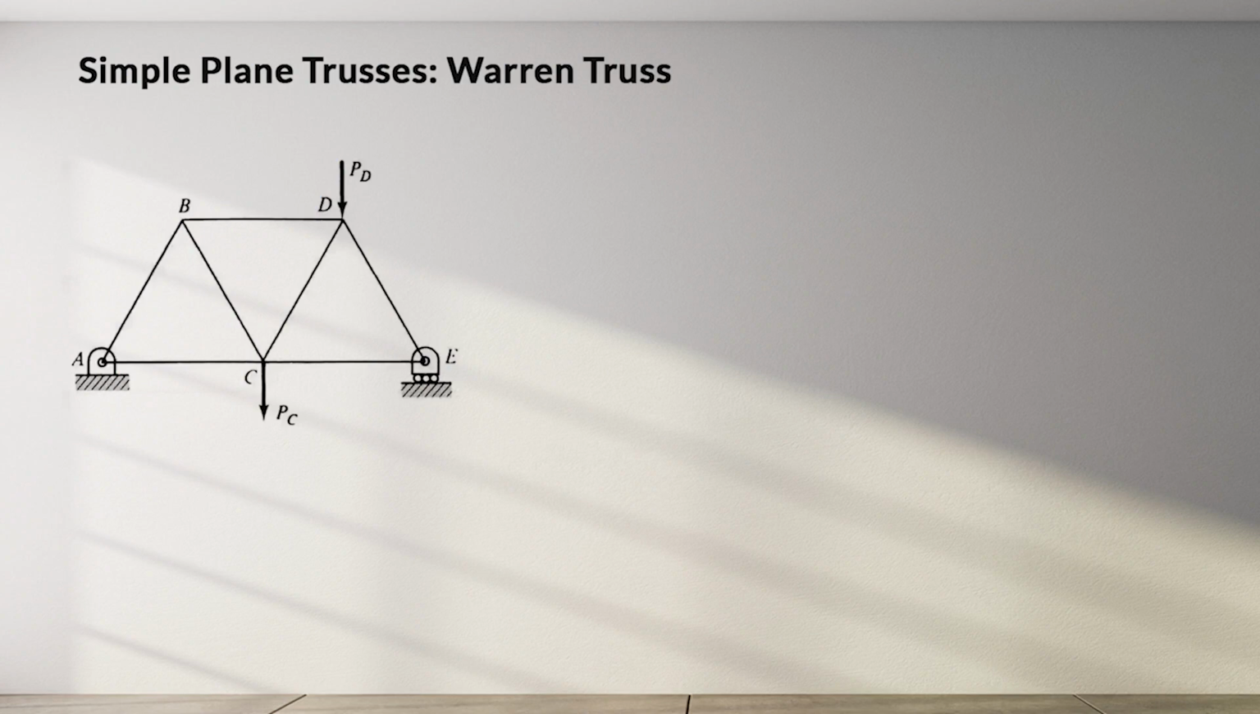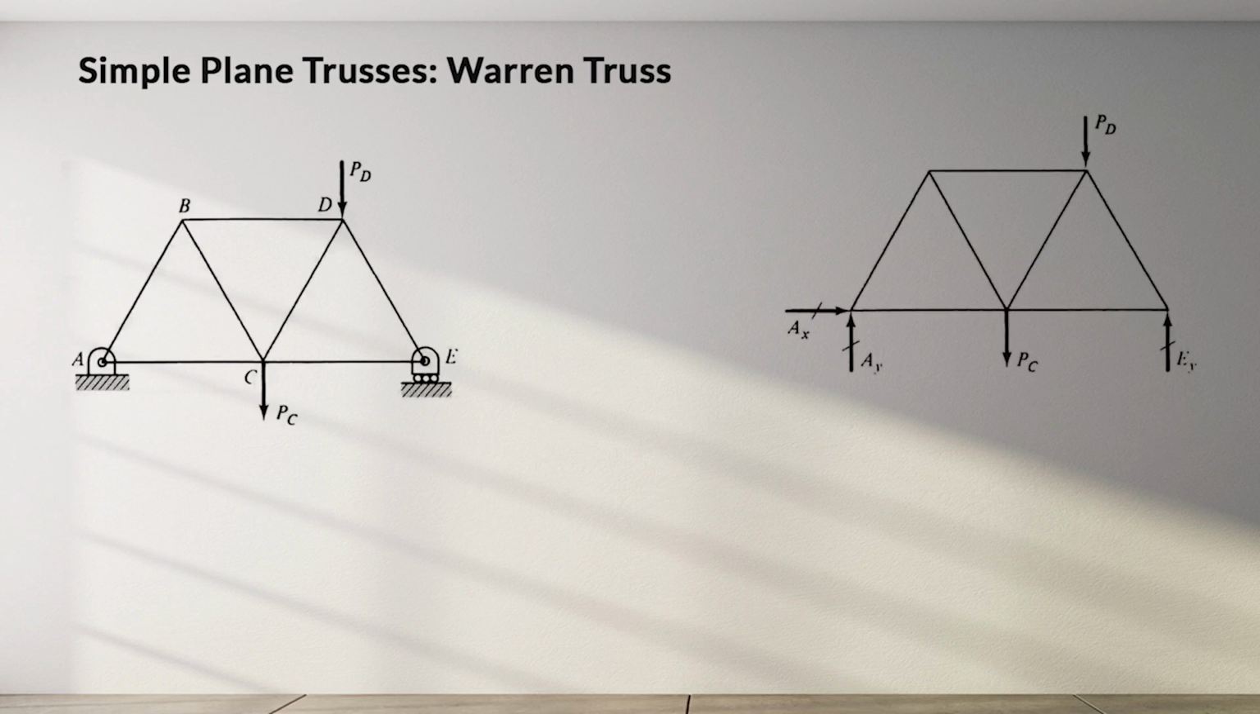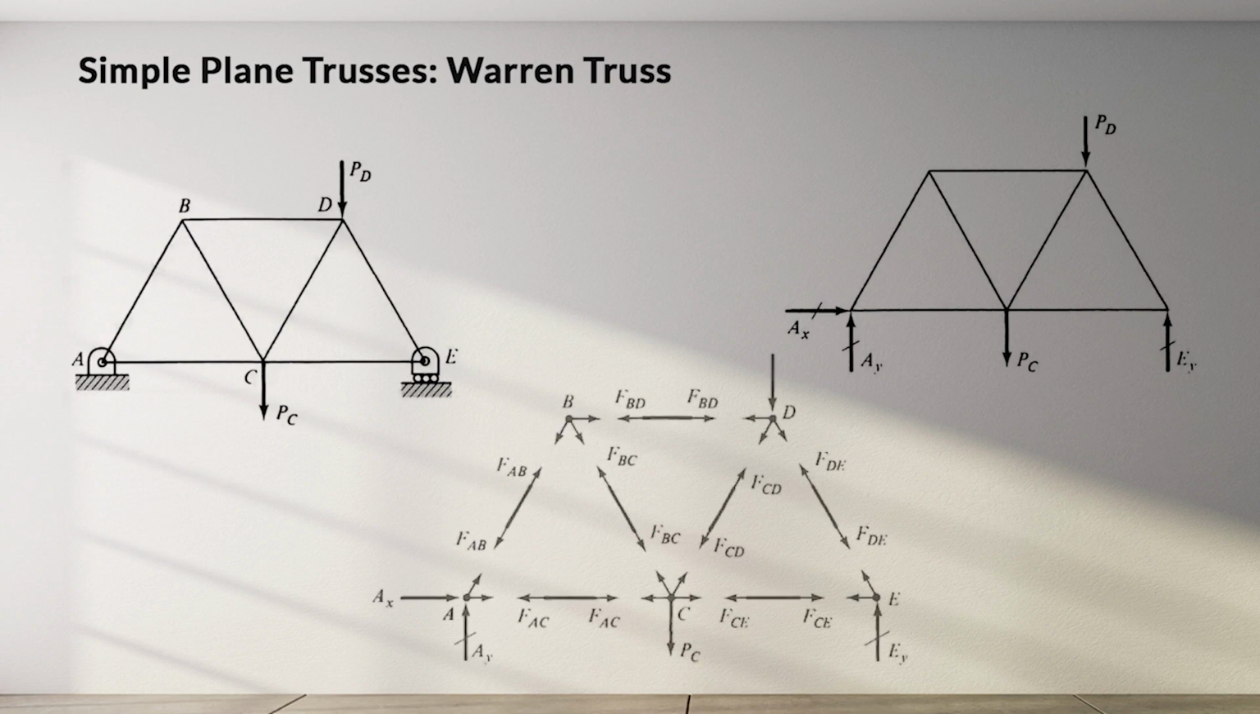The pin joints are labeled A, B, C, D, and E. The member joining pins A and B is referred to as AB. The force in the member is FAB. Using these symbols, the free body diagram for each truss is shown. All members of the truss are shown in tension.